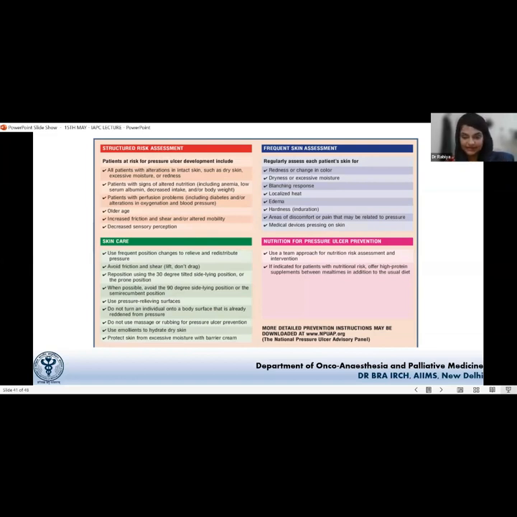As I said, skincare has to be done. Regularly assess each patient's skin for redness, dryness, blanching, localized heat, edema, hardness, areas of discomfort or pain, and medical devices which are pressing on the skin. And for nutrition in pressure ulcer prevention, use a team approach for nutrition risk assessment and intervention. If indicated for nutritional reasons, offer high protein supplements between meal times in addition to the usual diet. So once a decubitus ulcer develops, there are various dressing materials available.